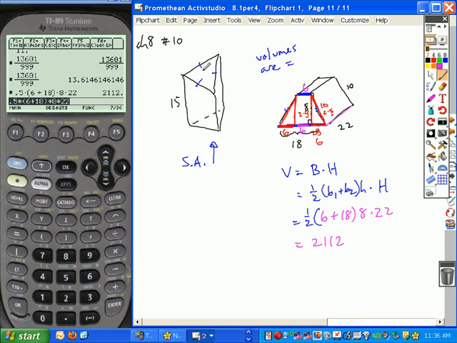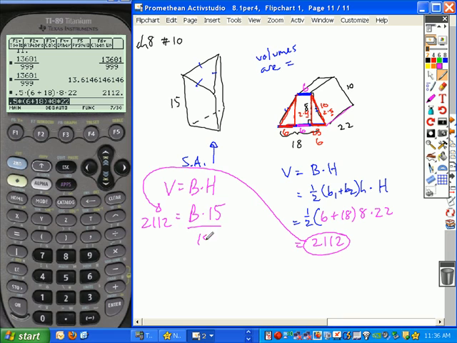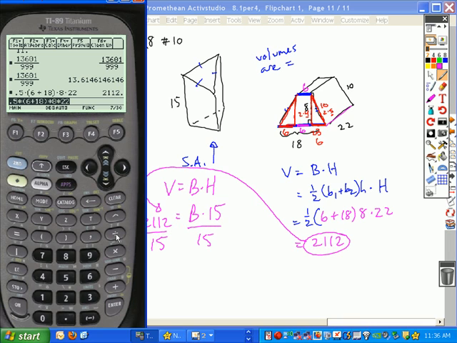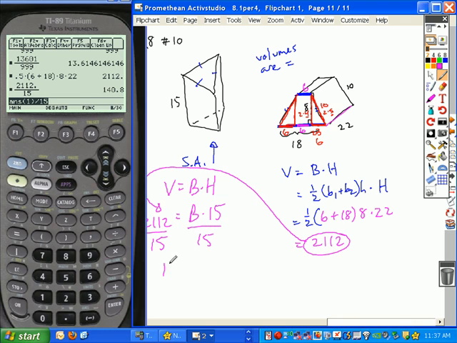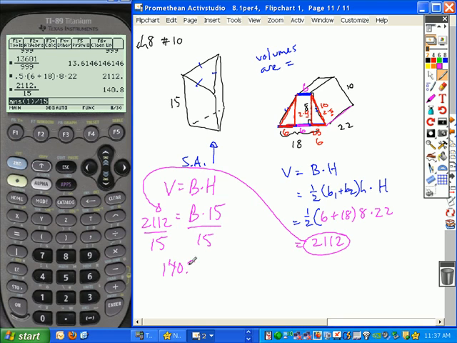So here we have a prism also. The volume formula for a prism is still capital B times capital H. Capital B we're not sure of, but capital H is 15. And so if we plug this in, we know that their volumes are the same. So we can plug 2112 in here, divide by 15. And so we know that 140.8 is what our area for this base shape has to be.